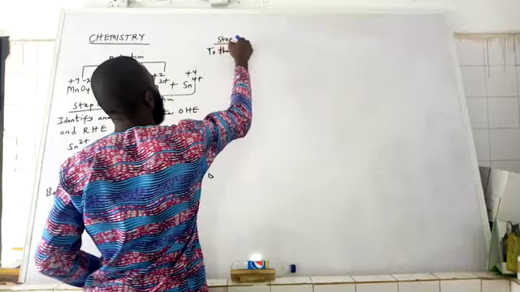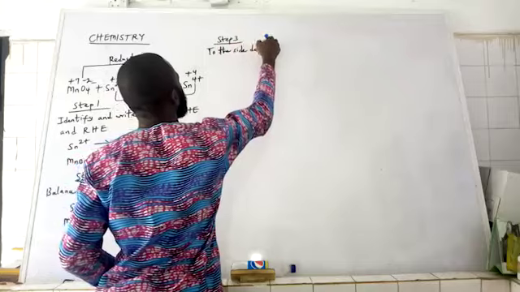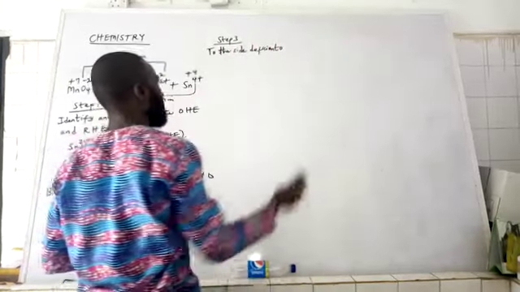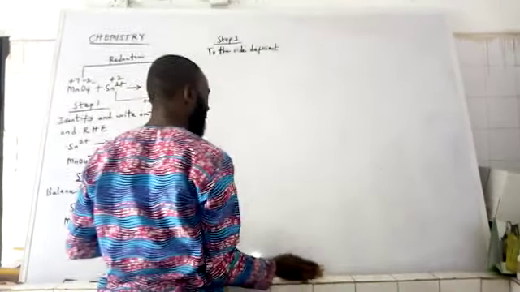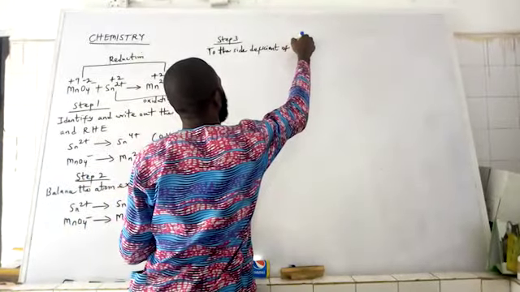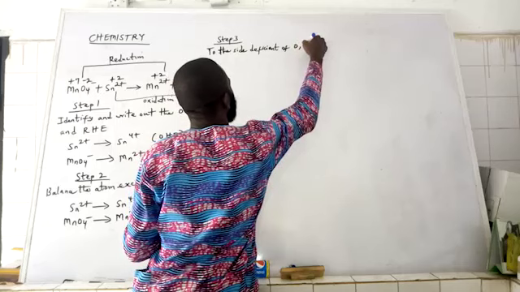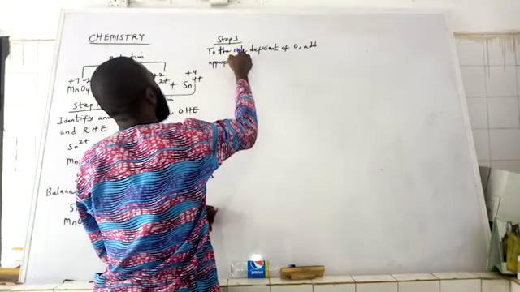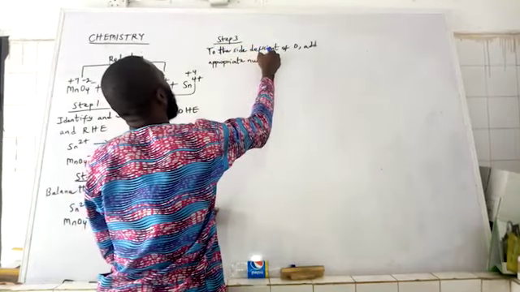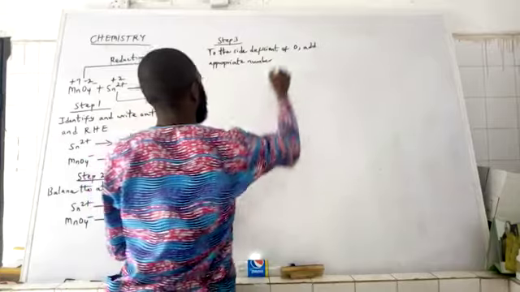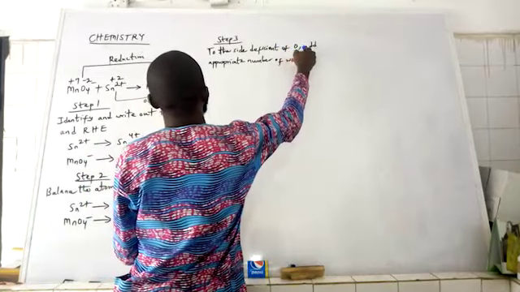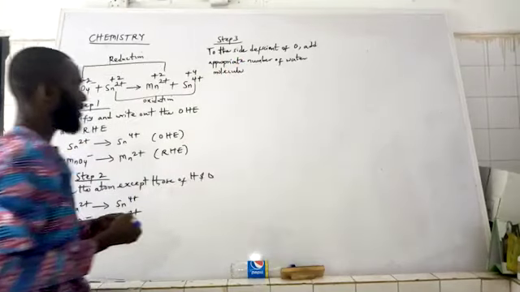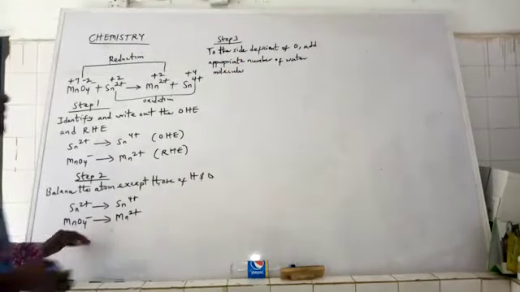Let's say to the side deficient of oxygen, add appropriate number of water molecules. Now, since I'm dealing with only this equation, let me write it out.